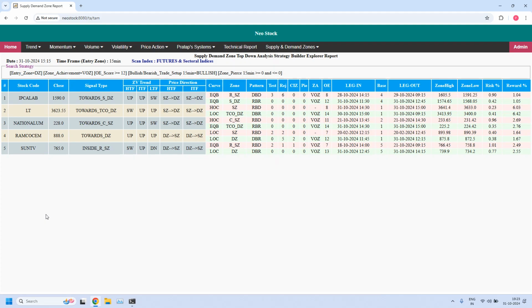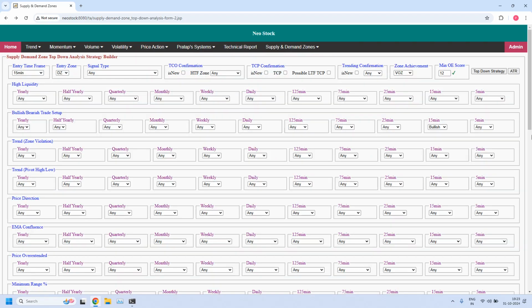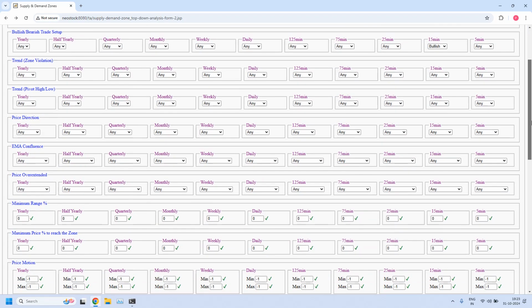So these 5 stocks are currently supporting bullish trade setup for daily income trade. That is entry time frame 15 minutes, entry zone, demand zone, 15 minutes demand zones. So among these 15 minutes demand zones, there could be few high probability supported stocks available. Let us find them. So first filter is based on LTF, ITF, demand zone confluence.